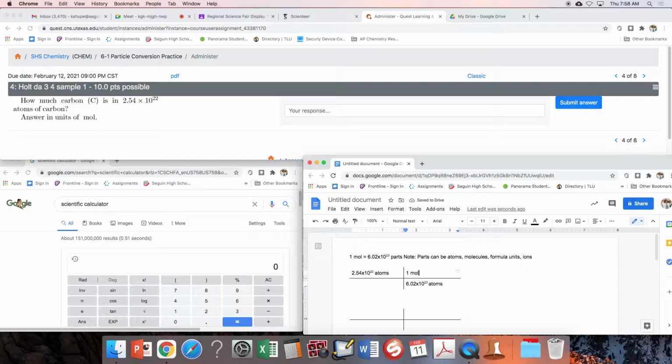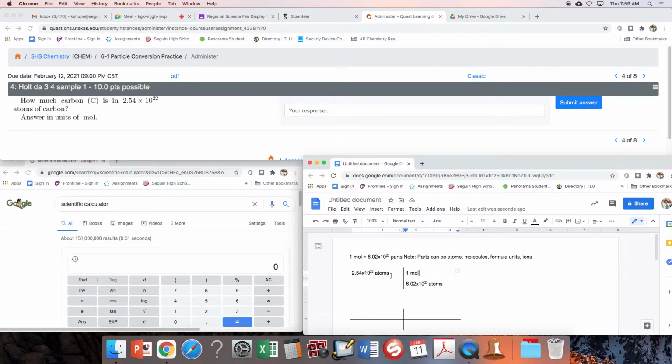So now I've got it set up because my atoms will cancel. It'll leave me with moles, which means now I have to do the math. And again, you should have enough practice in dimensional analysis by now to know we're going to multiply these two numbers, but any number times 1 is not going to change. And I'm going to divide if something's on the bottom. This is where the calculator issues come in.